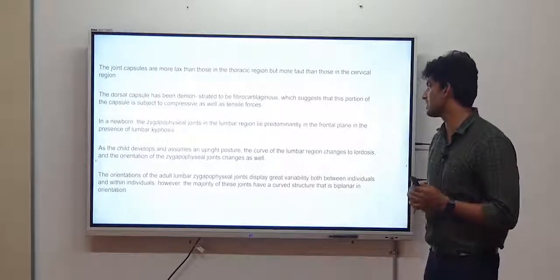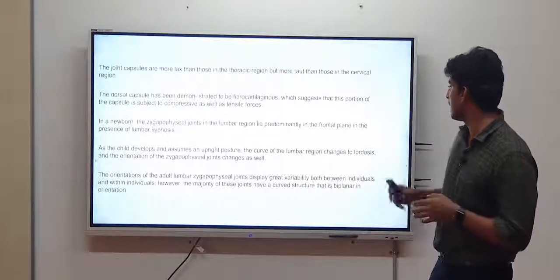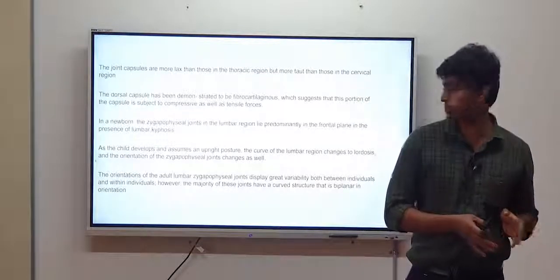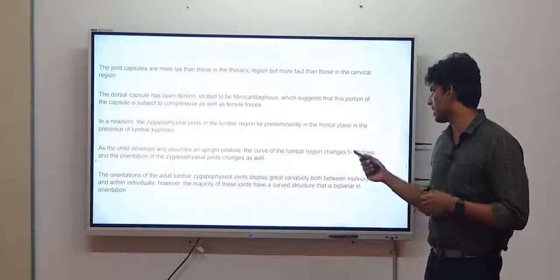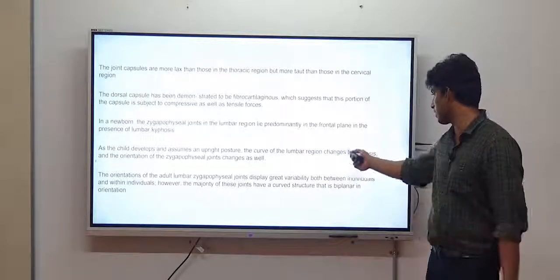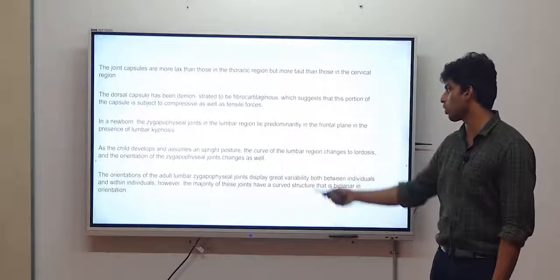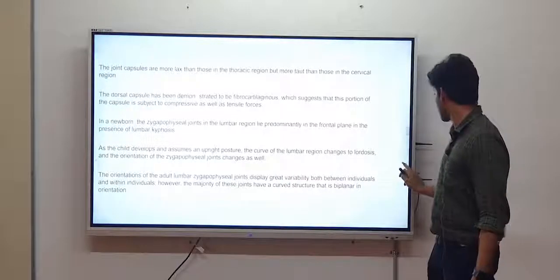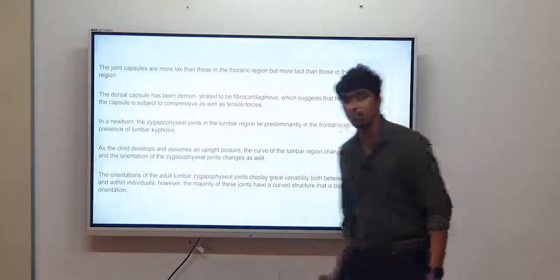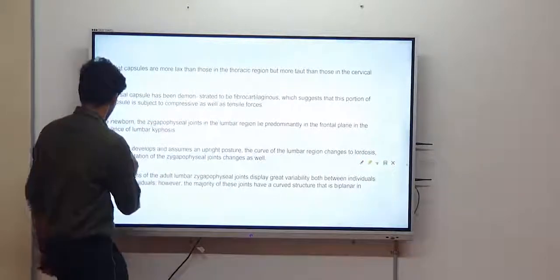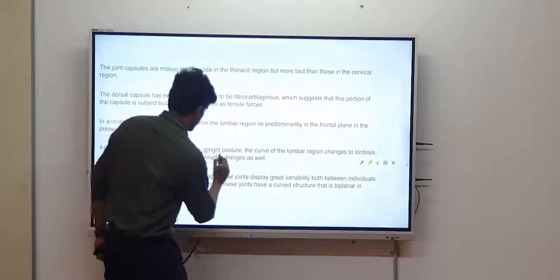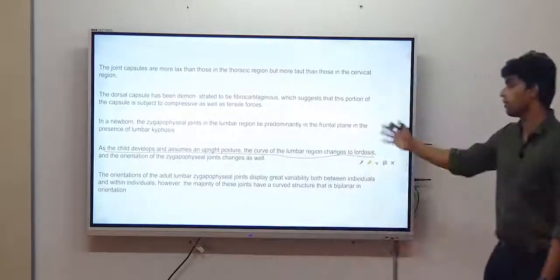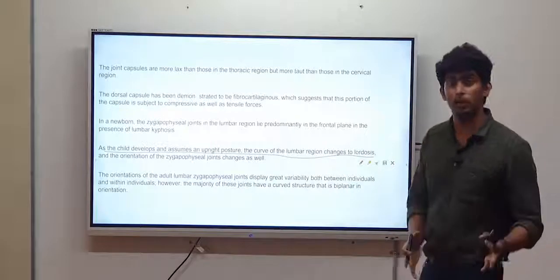In a newborn, the zygapophyseal joints in the lumbar region lie predominantly in the frontal plane in the presence of lumbar kyphosis. As the child develops and assumes an upright posture, the curve of the lumbar region changes to lordosis and the orientation of the zygapophyseal joints changes as well. These are the points I was specifically mentioning in the last classes. As I was explaining, first the child will be having a primary curve.